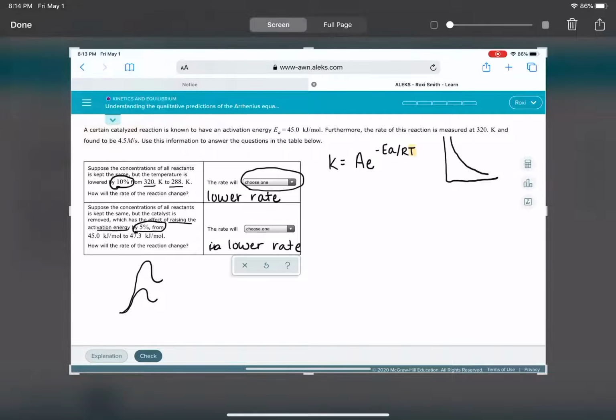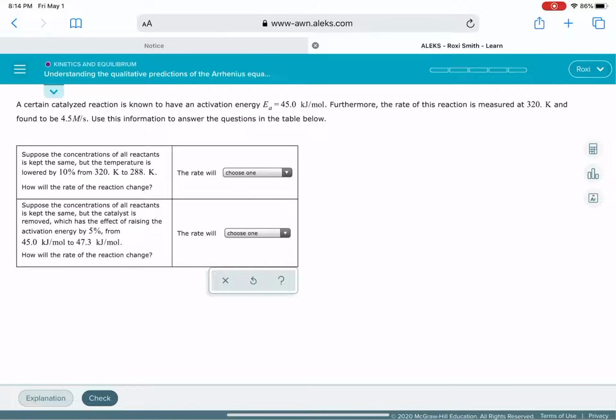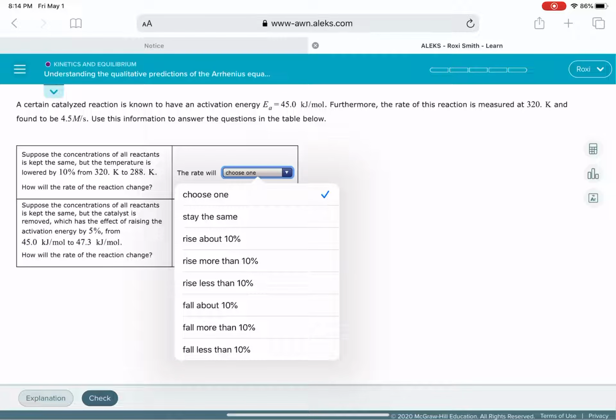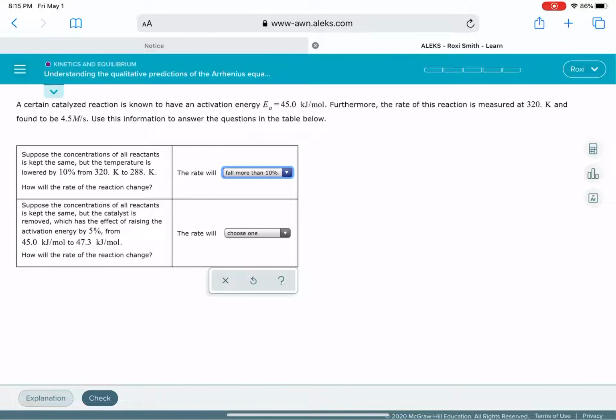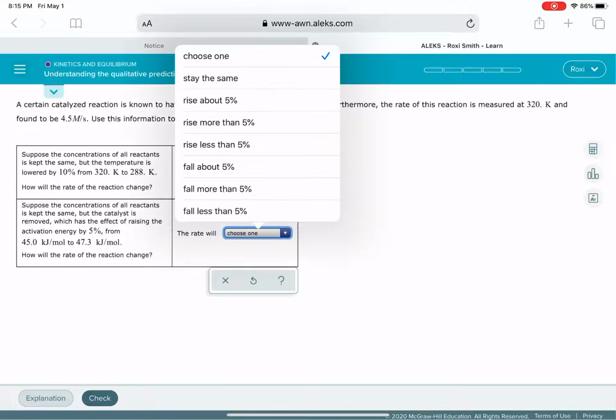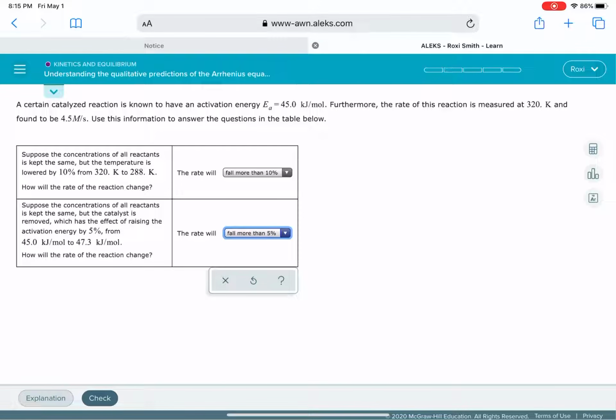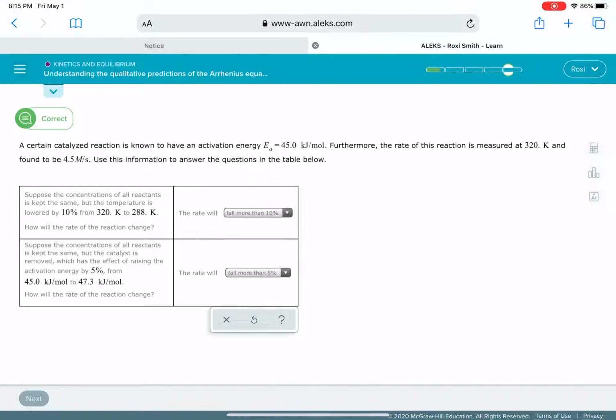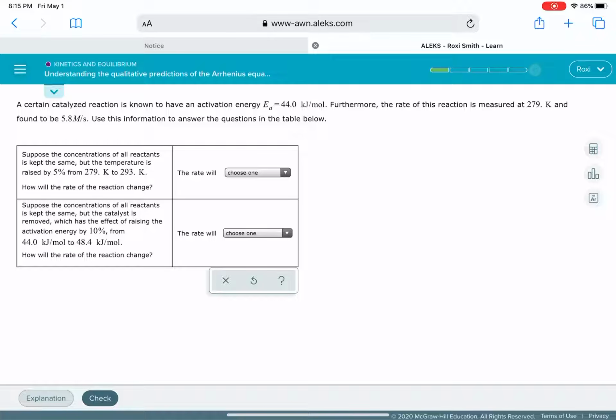So let's go back to ALEKS and let's take a look at this. We said when we cool it down, the rate will fall more than 10%. It's going to be more significant than 10%. When we raise the activation energy, the rate again will fall more than the amount that we raised the activation energy. Let's look at another one just to make sure we don't have to use any math.